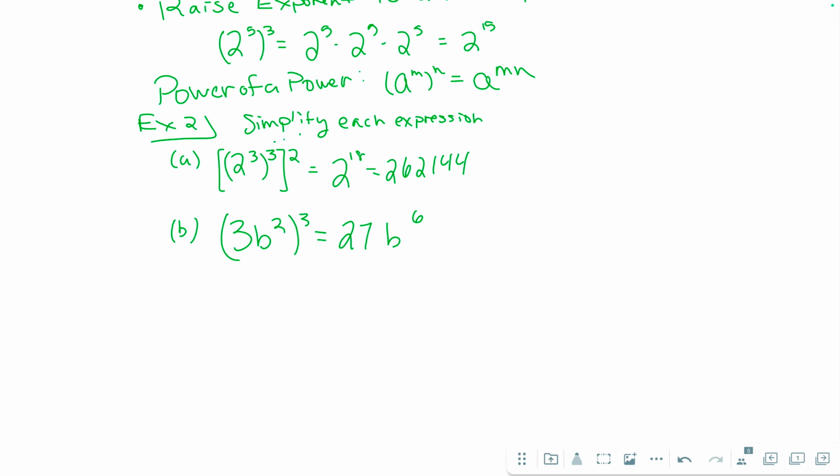This is the same thing as, so remember, we can always be thinking about these problems as we can always expand and do the math. This is the same thing as 3b squared times 3b squared times 3b squared, right?